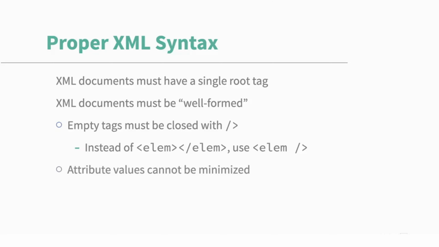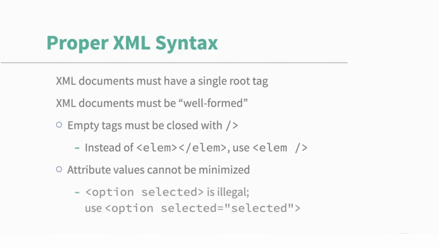Attribute values can't be minimized. And you typically see this, for example, when you're working with select lists in HTML. So on option tags, you can just simply put the word selected as an attribute with no value, and then the select list will show up in the web browser with that option selected.